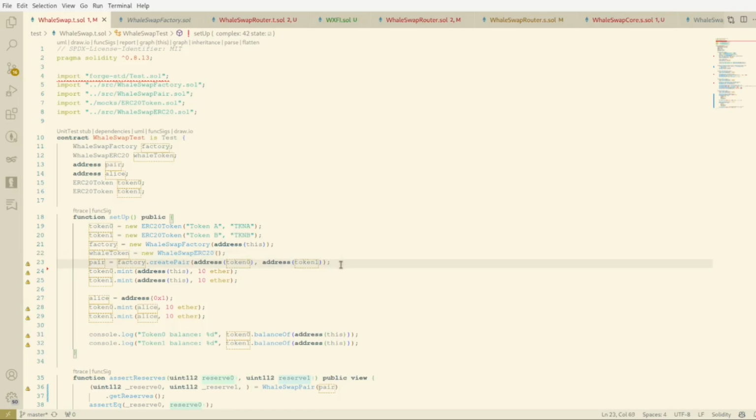Next, we instantiate a pair of those two tokens using the factory contract and supply 10 ether worth of both tokens to the contract using which we are going to demonstrate all of the tests.